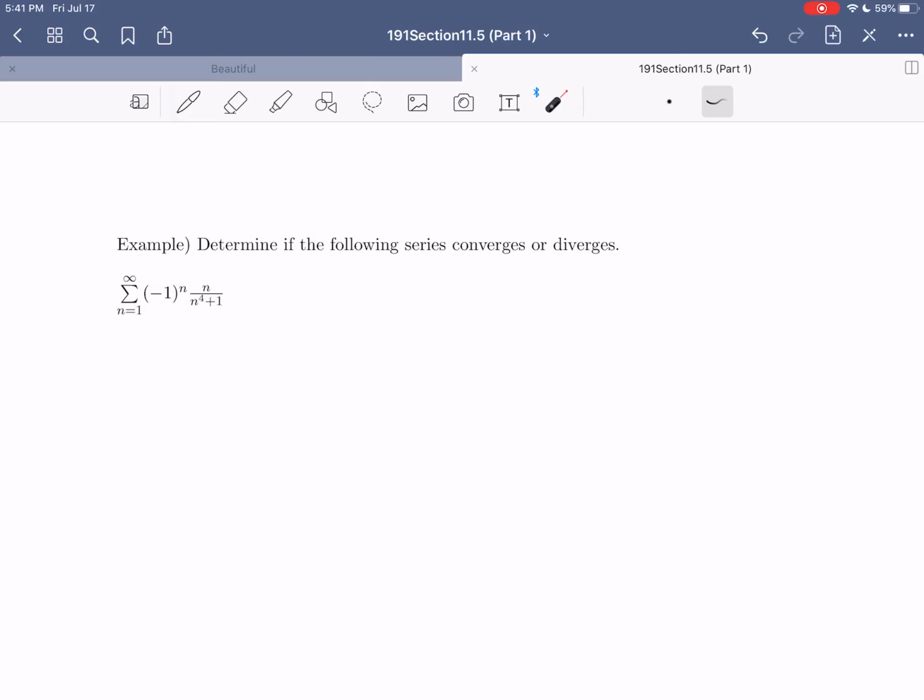So, we want to determine if this series converges or diverges: minus 1 to the n over n to the 4th plus 1. Same idea, right? We should probably try to use the AST because this is certainly alternating. We do our first condition, limit as n goes to infinity, of n over n to the 4th plus 1.